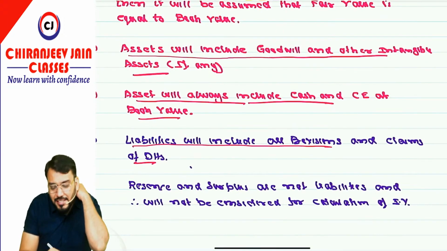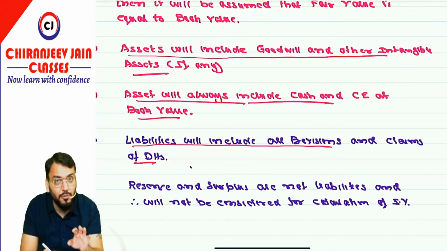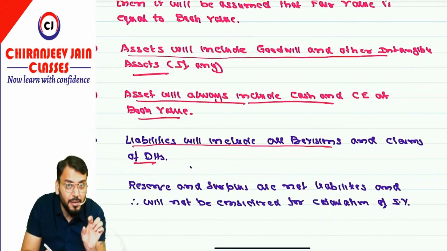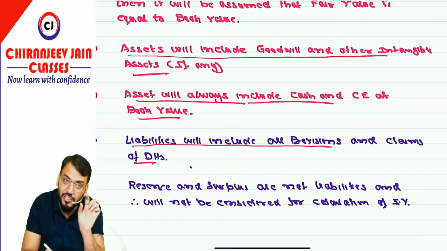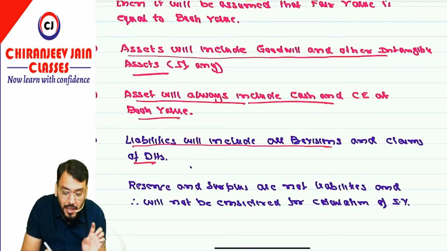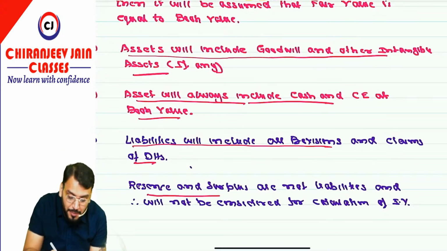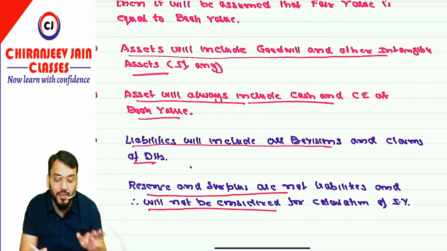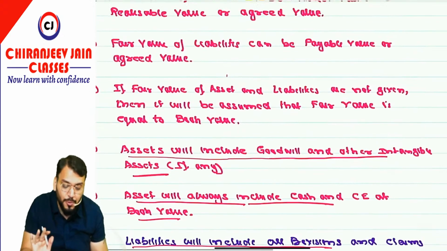Correct? Reserve and surplus are not liability, therefore they will not be deducted. Be careful: provisions are liability, but reserve and surplus are not liability, and therefore will not be considered for calculation of intrinsic value. These are some important points, I hope you have understood.